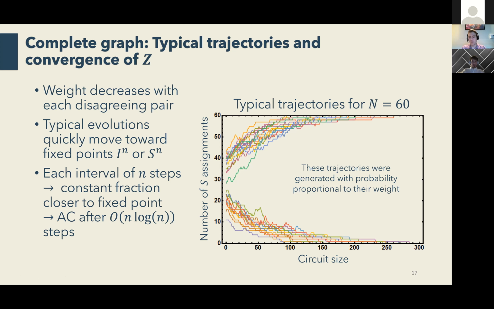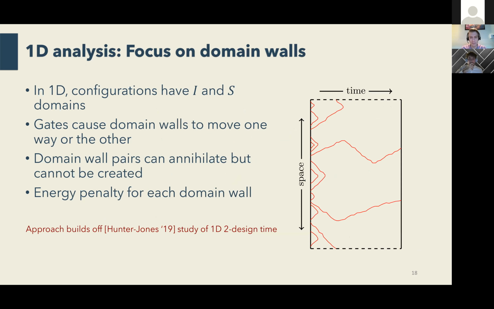So the technical challenge is to consider a finite value for the circuit size, say size equals 200, and try to figure out the probability that these trajectories have already reached the fixed point by that size. And if not, how far away from the fixed point are they? Okay, so that's how it goes for a complete graph.